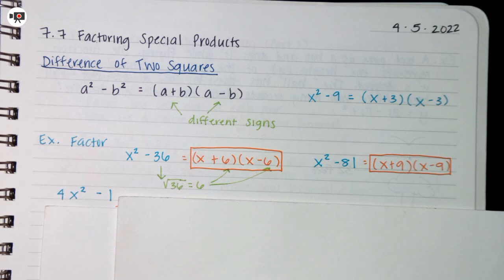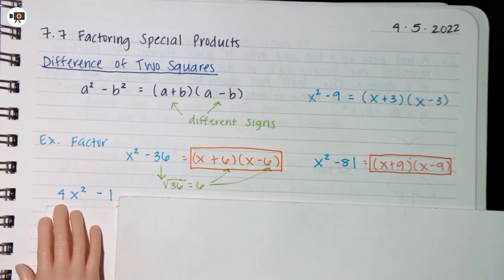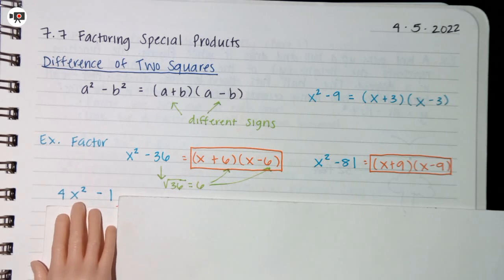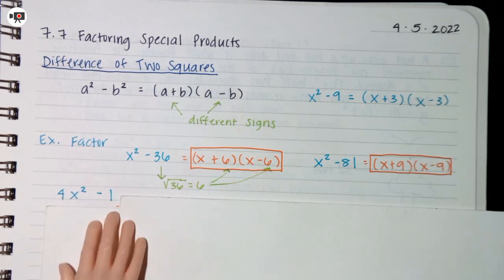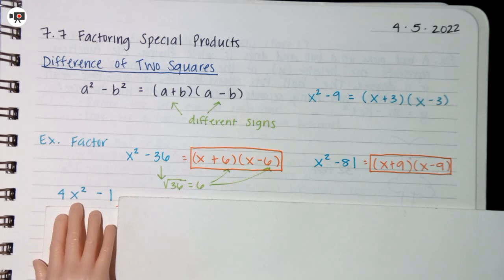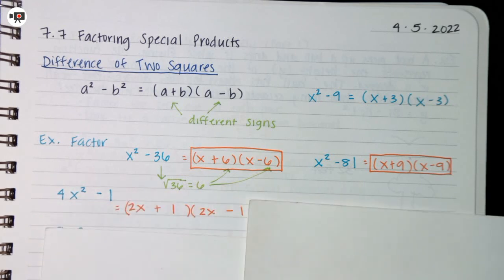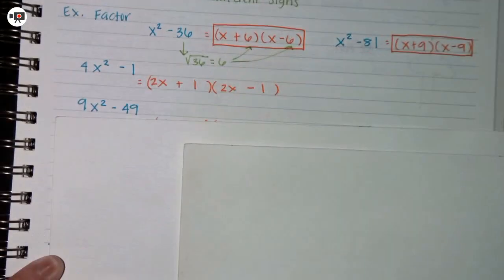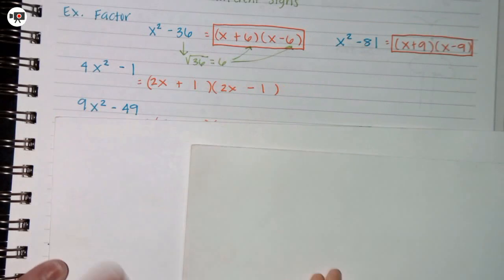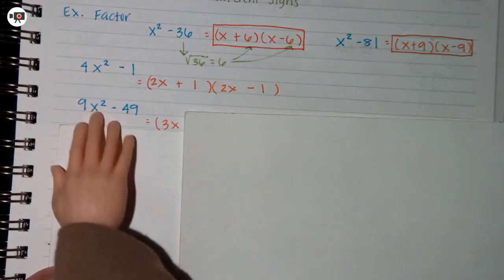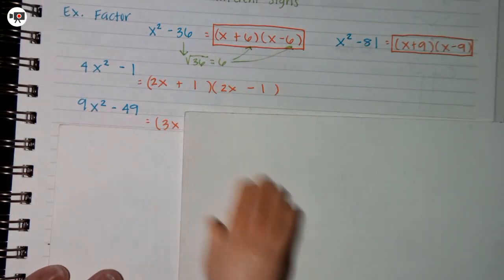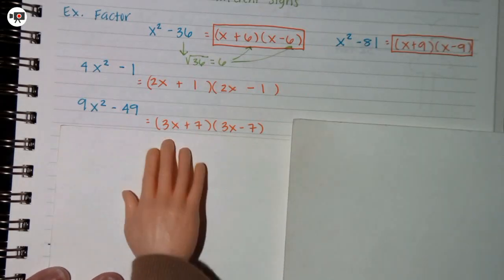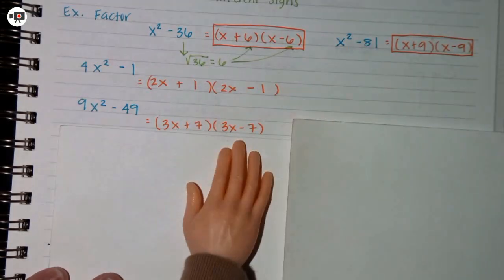4x squared minus 1. If I take the square root of 4x squared, the square root of 4 is 2, and the square root of x squared is x, the square root of 1 is 1. So I'll have 2x and a 1. One is plus, one is minus. And let's do another one. 9x squared minus 49. Square root of 9 is 3. Square root of x squared is x. Square root of 49 is 7. So 3x plus 7, 3x minus 7.